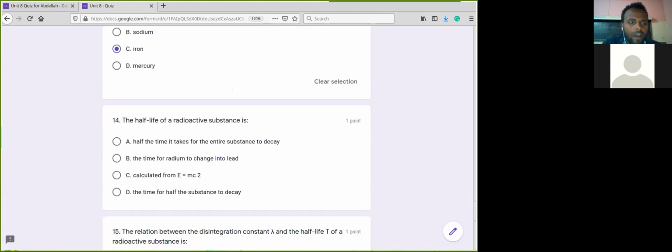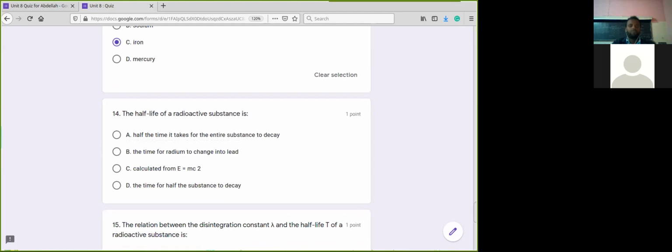Okay. Now let's see question number 14. The half-life of a radioactive substance is A, half the time it takes for the entire substance to decay; B, the time for radium to change into lead; C, calculated from energy equal to mc squared; D, the time for half the substance to decay. Which one is the correct option? D is the correct option, the time for half the substance to decay. Very good.